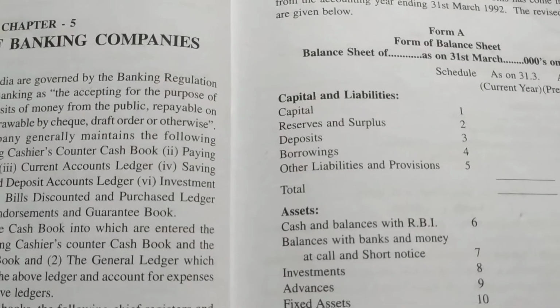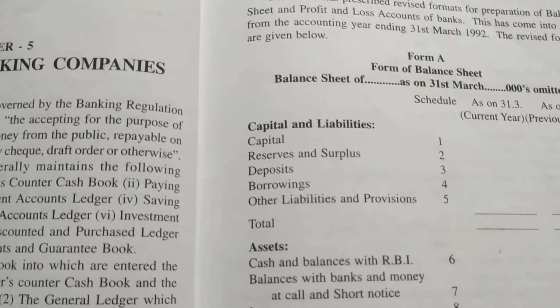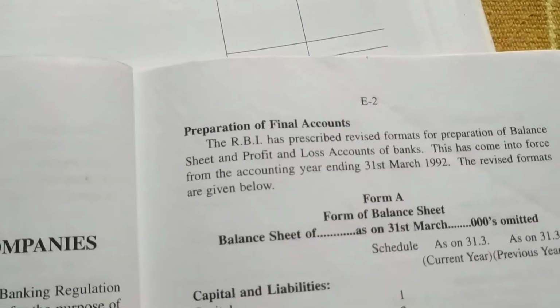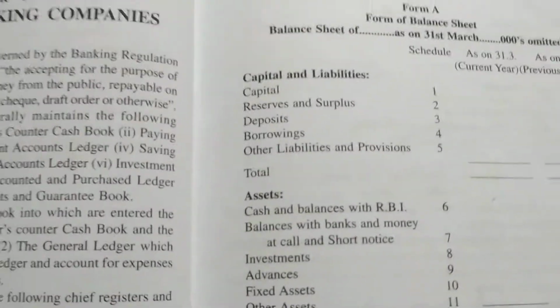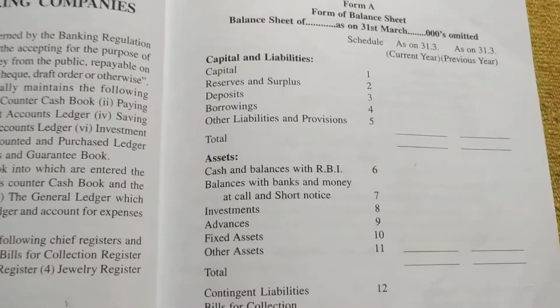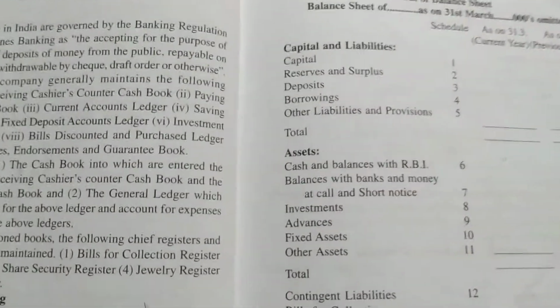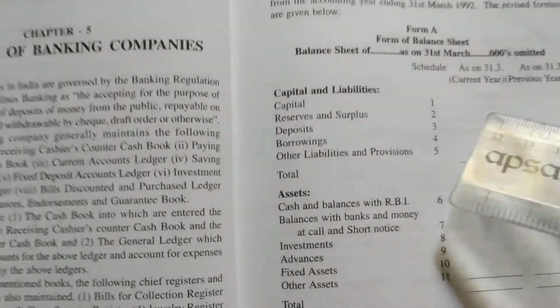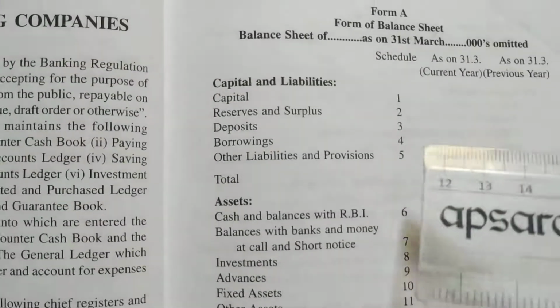We'll continue problems with balance sheet. So we'll see some format of balance sheet. We have a format of balance sheet on page number E2. So this is a format of balance sheet. Schedules 13, 14, 15, 16 we have seen in the profit and loss account. Now we'll see the schedules in the balance sheet.